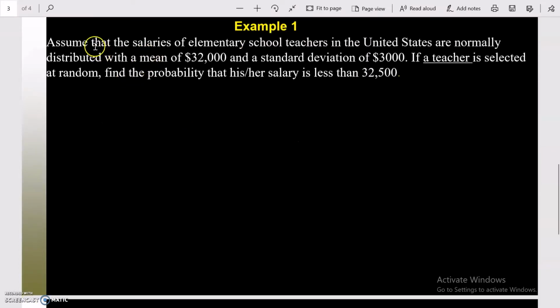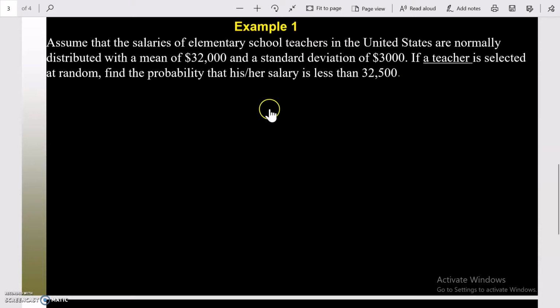Let's see the first example. Assume that the salaries of elementary school teachers in the United States are normally distributed with a mean of 32,000 and a standard deviation of 3,000. If a teacher is selected at random, find the probability that his or her salary is less than 32,500. So the salaries are normally distributed. We will start this problem by drawing a bell-shaped curve.